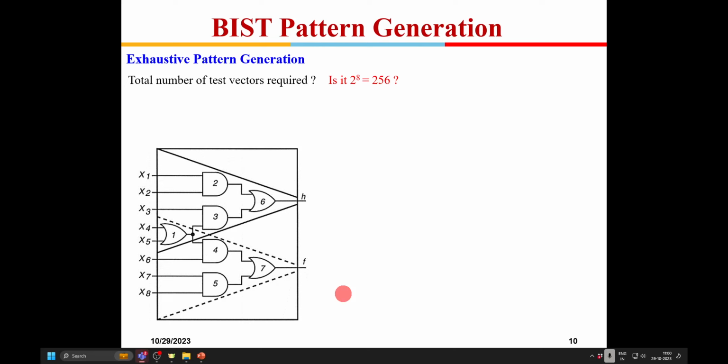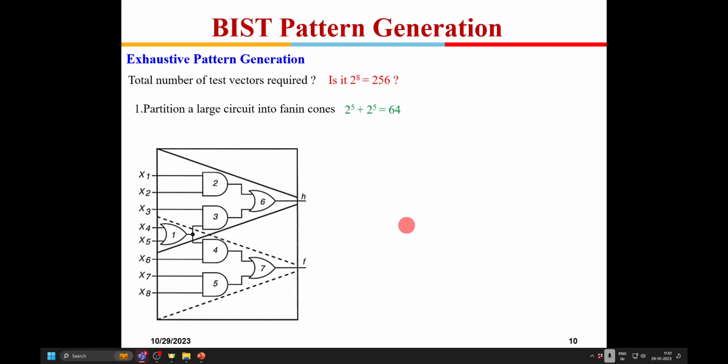2 to the power 5 plus 2 to the power 5. Yes, 64 exactly. Because if you see here, input 6 has nothing to do with this cone. So when we have circuits like this, and more often than not practical circuits are like this, we can have inputs 1, 2, 3, 4, 5, and these 5 inputs will do the analysis of this particular cone. So 2 to the power of 5, 32 test vectors will be required there, and you have 4, 5, 6, 7, 8, which will do an analysis of the bottom portion. So a total of 64 test vectors are good enough to test this particular circuit, and not 256.